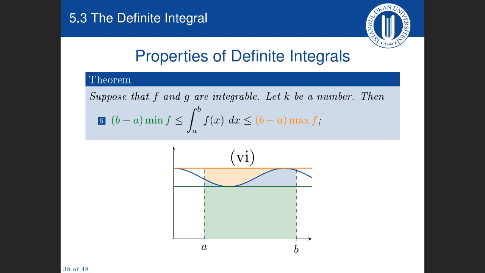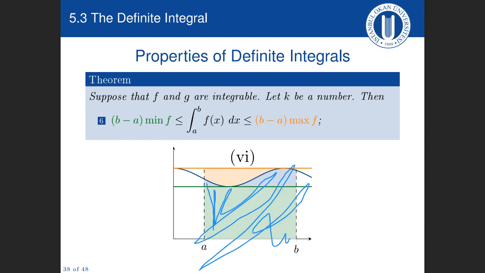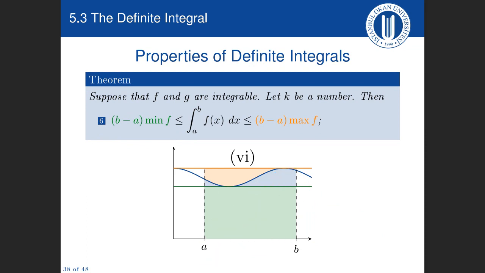That's all of this. Let me draw that again. All of this. Well, we can see that from the picture. We can see that the green area is smaller than the blue area. We can also see that the blue area is smaller than this orange rectangle, all of this. And the area of the orange rectangle is width b minus a multiplied by height maximum of f. Area of the blue region is smaller than the area of the orange rectangle. Yeah, we can see that from the picture.